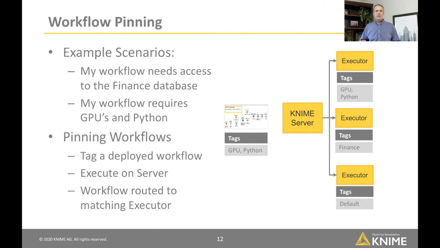You can actually tag the deployed workflow to say, here are the capabilities that I would like. For example, we have this workflow tagged for GPU and Python. When you actually run it, the server will try to pick the best match that it can find for those capabilities. So in this example, we push this workflow to the server, we deploy it, we run it, and the server says, oh, okay, you're looking for GPU and Python, I have an exact match for those capabilities, and it runs the workflow on that executor.